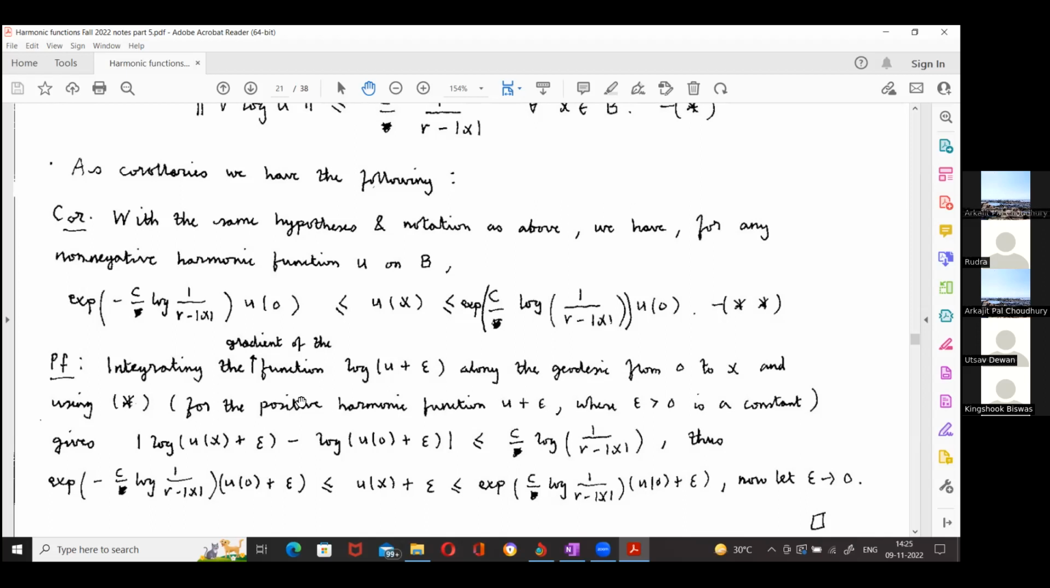Then we use the Harnack-Yau inequality. The gradient is bounded by 1 over (r minus mod x). So when I integrate 1 over (r minus mod x), I'll get log 1 over (r minus mod x). And when I integrate the gradient of log(u plus epsilon), by the fundamental theorem of calculus I get log of (u(x) plus epsilon) minus log of (u(0) plus epsilon).